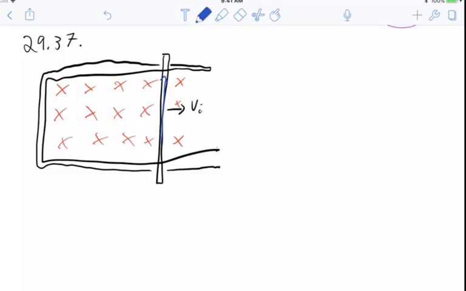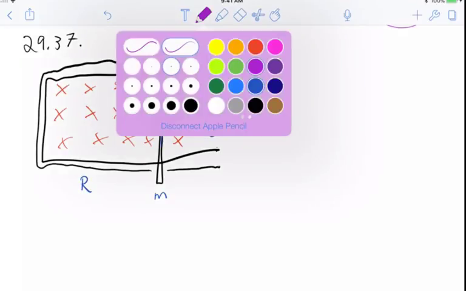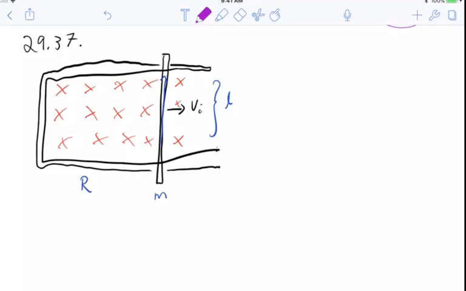So let's see here. The bar has initial velocity v_i to the right, mass m, and the bar length here is l. There's a resistance in it, R. So we know, if we did this in terms of forces, we might be able to pull this off, but the issue here is I'm not sure about how much force there is as a function of time. I guess I could calculate it, but it's kind of weird.